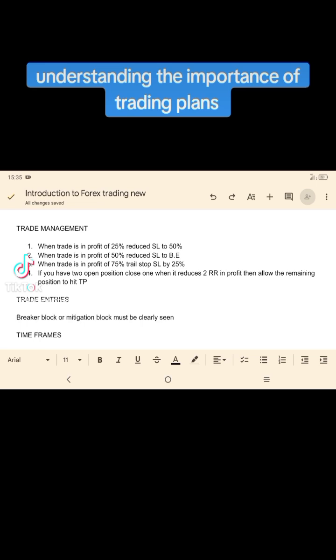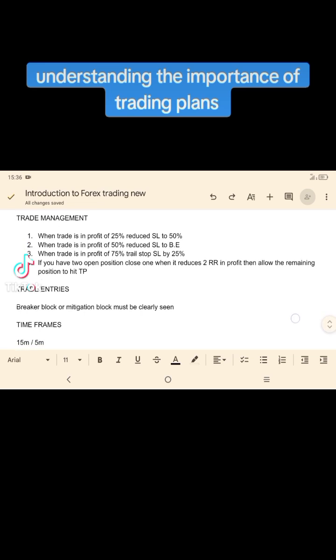Now, let's say if you have two positions, close one when it's at 1 ratio in profit, then allow the remaining to hit TP. I do this a lot. I have a strategy that if I want to trade, I open two positions. If my position gives me 50% profit, I break even, close one position, and allow the next one to hit my TP. That is how you don't lose out of any profitable trade.